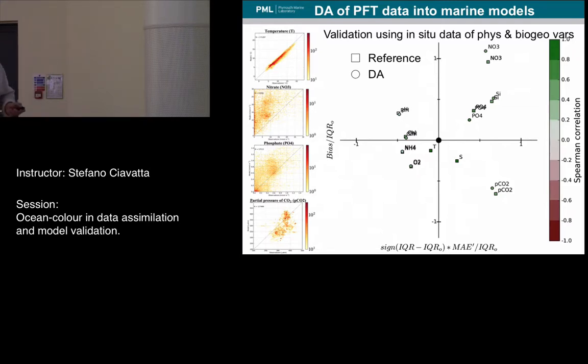For example, PCO2, we see that the circle, that assimilation, is closer to the center. Assimilating plankton functional types improved the simulation of the PCO2 in the system. Quite an exciting result. We improved phosphate simulation, but we also deteriorated nitrate. So there are some drawbacks. Since it came out well, we will focus on PCO2.